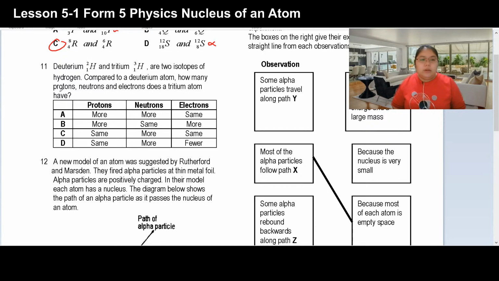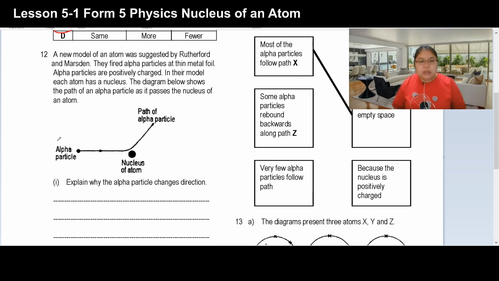Okay, 11 has deuterium and tritium. They are 2 isotopes of hydrogen. Compare the deuterium atom. How many protons, neutrons, and electrons? Okay, proton and electron should be the same. Just the neutron is extra. So from here, same, then more. So the answer is C.